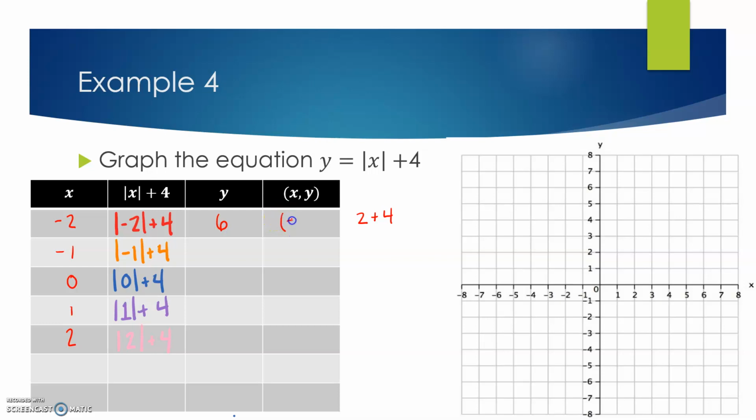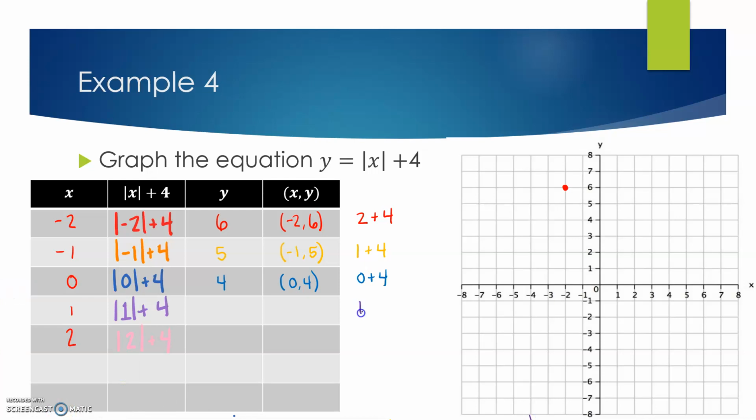And then I'm going to have the point -2, 6. So let me graph that, -2, 6. All right. Next, I have -1 plus 4. Well, the distance of -1 from 0 is 1, and then plus 4 would give me 5. There we go. Next, I have, well, the absolute value of 0 is just 0. It's 0 away from 0. But then I have to add 4, and I'd get 4. And notice here, this is changing like a straight line in the sense that it's changing by the same amount each time. So we've got 0, 4.